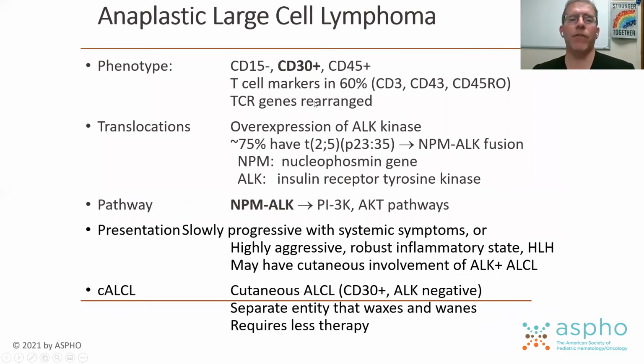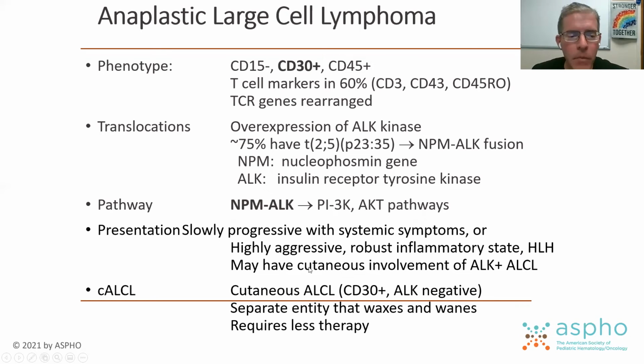The phenotype for this type of lymphoma is negative for CD15, positive for CD30, and that's important because this is a good targetable antigen. They have T cell markers in 60%. The T cell genes are always rearranged, and very frequently they have overexpression of the ALK kinase. 75% have a translocation between chromosomes 2 and 5 that results in an NPM-ALK fusion protein. NPM is the nucleophosmin housekeeping gene, and ALK is an insulin receptor family tyrosine kinase. So the pathway that this triggers is the PI3 kinase or AKT pathway.